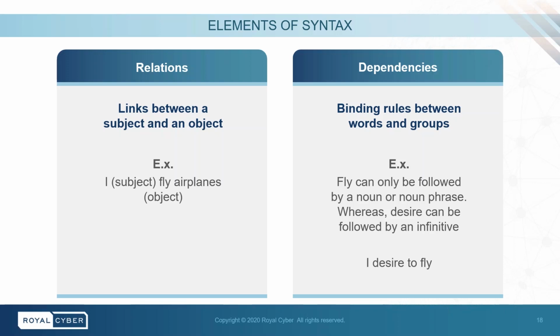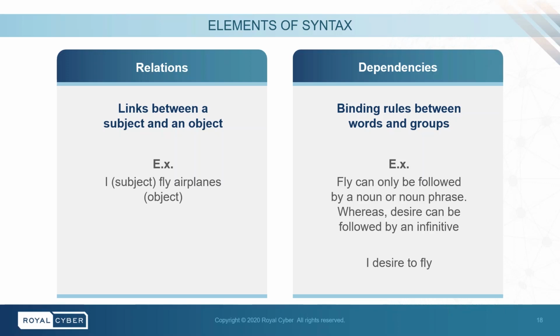The second thing is the grammatical relationship, the relationship between the subject and object. Here in this example, "I fly airplanes," the subject is I, and the object is airplanes. This way we identify the various grammatical relationships. Another example is "he took the big hammer." Here the subject is he, and the big hammer is the object. This way we identify the grammatical relationships in the sentence.